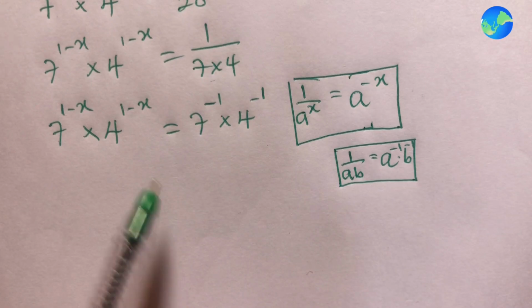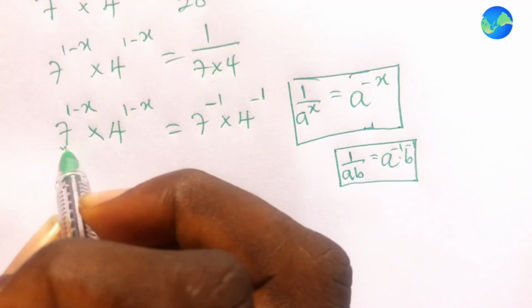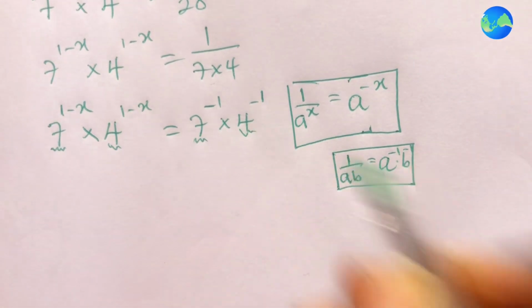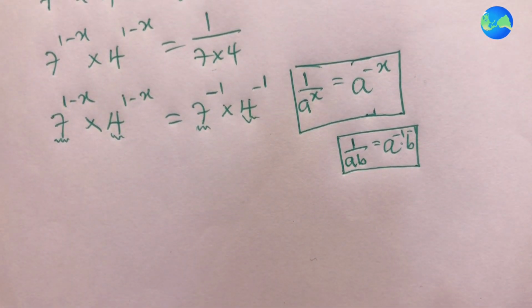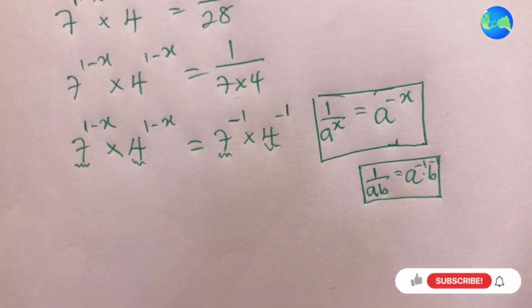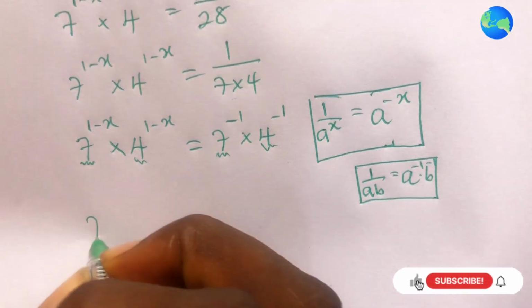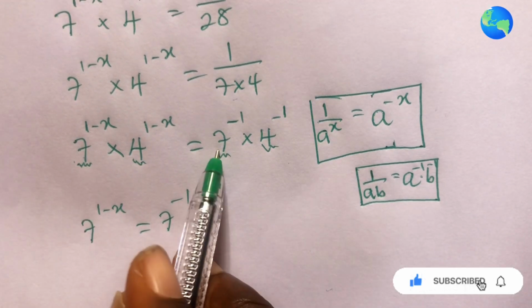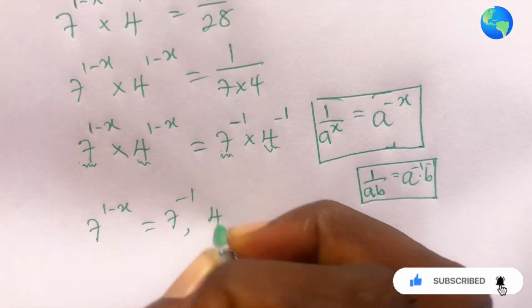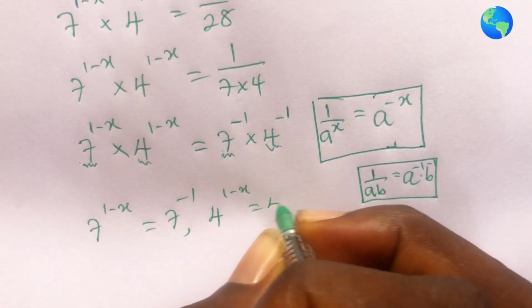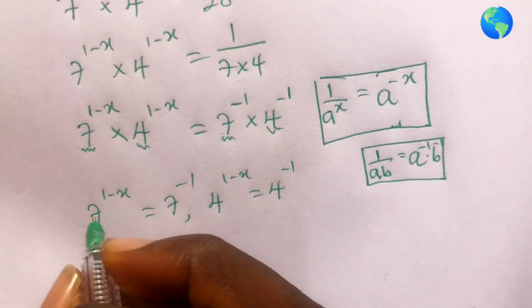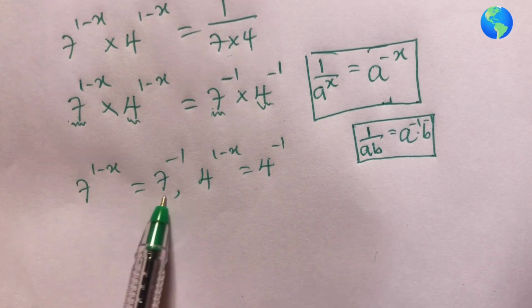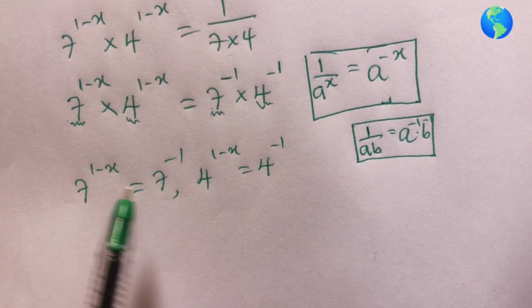So that means for this, notice on the left hand side we have this, on the right hand side we have this as well, and we have this. That means I can just compare both sides. So for this, I can say 7 power 1 minus x is equal to 7 power minus 1 based on 7, right? And at the same time, 4 power 1 minus x is equal to 4 power minus 1. So let's solve. From the law of indices, when you have the same bases, you compare the powers, or you equate the powers, right?